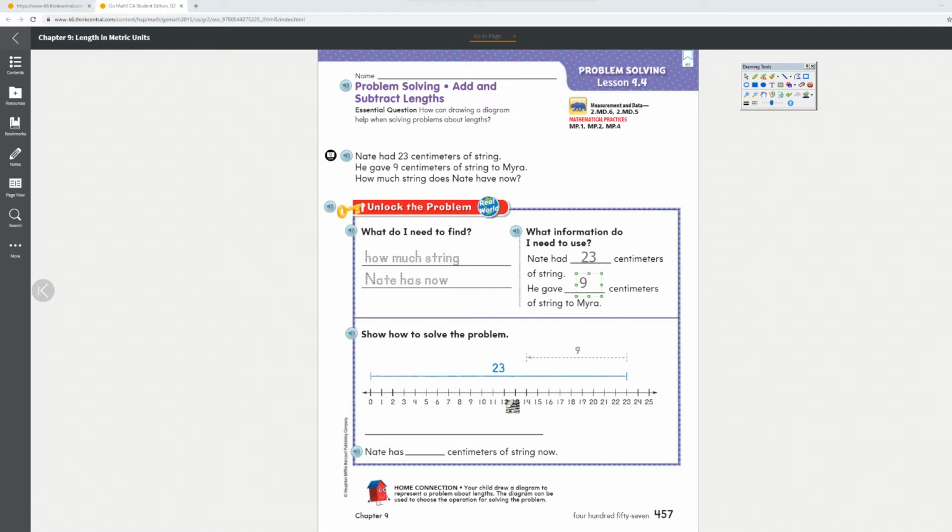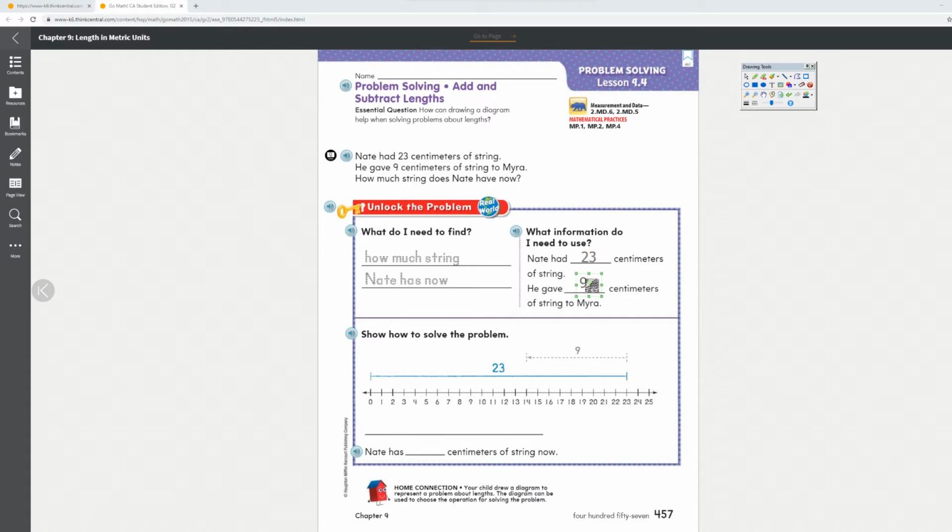Here we have an illustration, a drawing of a ruler in centimeters. And we also have a line that is going to represent the string that Nate has. So how do we know that this is Nate's string? Well, because Nate has 23 centimeters of string. And if we look here on the ruler, it goes all the way to the 23. Starting from 0 to 23 means that Nate is the one that has this string.